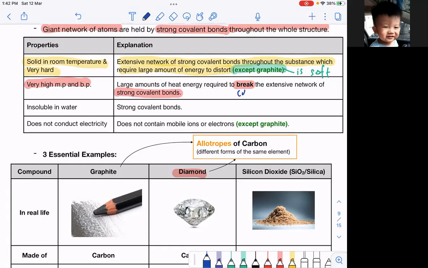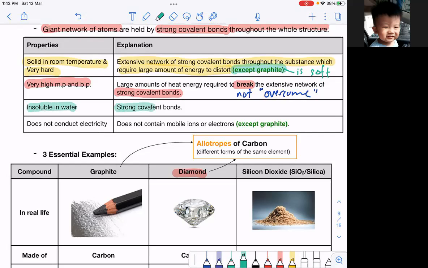If you use overcome and write every other word right, like large amounts of heat energy required to overcome the extensive network of strong covalent bonds, 0 marks. It is this cruel. You use one wrong word, 0 marks. So this one is pure science. Please write break, not overcome. Vice versa: when we talk about small discrete molecules, we say overcome. Here we use break.